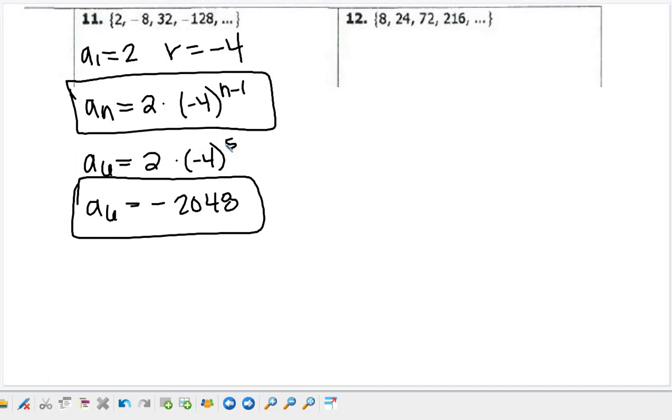Now, if this happened to have been an even number, if they wanted you to find the 7th term, make sure you put that negative 4 in parentheses. If not, it's still going to yield a negative. So make sure you type it in the calculator just like you see it, with parentheses, okay?